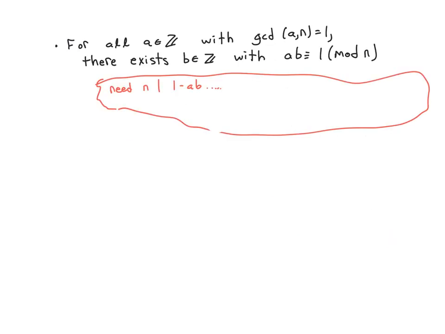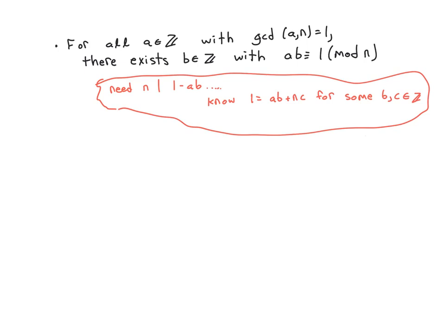So now, of course, we check: how do you prove such a result? Well, what do you need? You need n to divide 1 minus ab. Note right now, we don't know what b is yet. We want to find b. But suppose we had it. We know we would need this property.